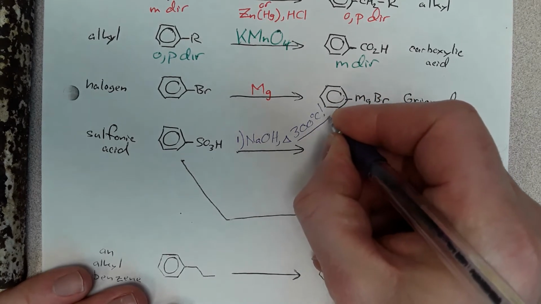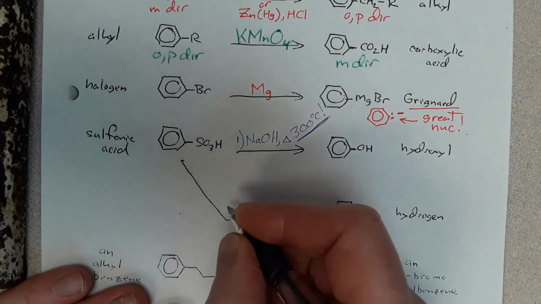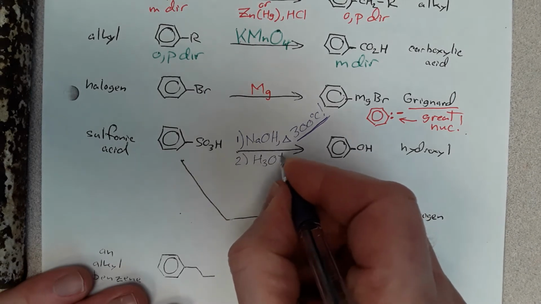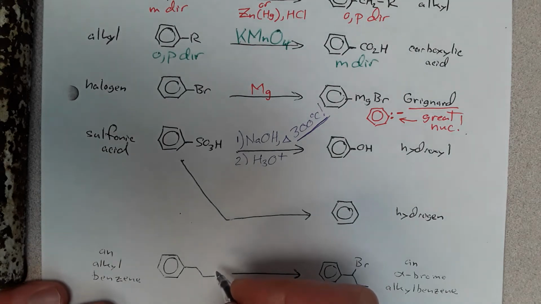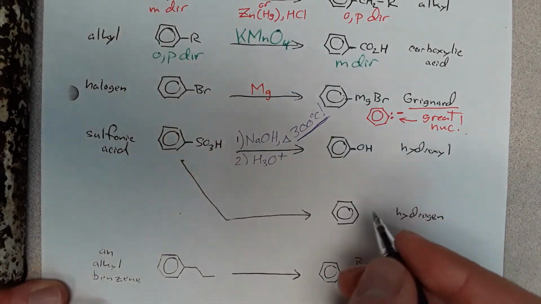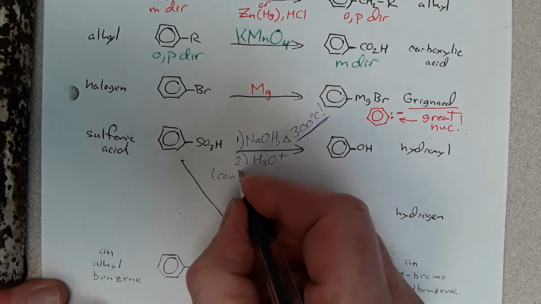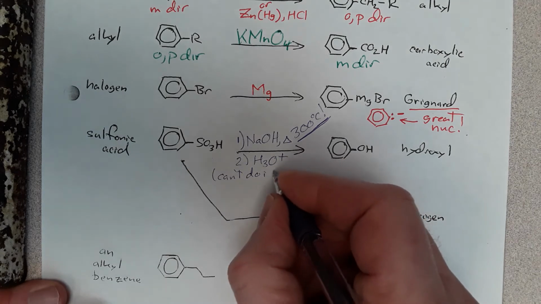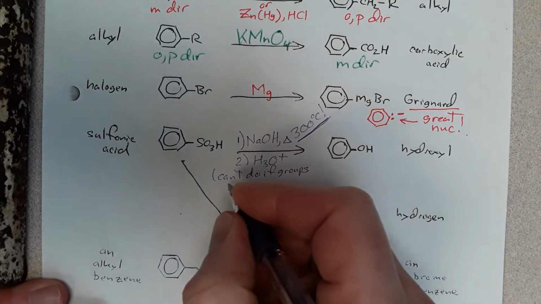And so that causes all kinds of reactions that you don't really want to happen if you have other functional groups on there. And then after you do that, you add H3O+ and you convert that into a hydroxy group. So it turns out that this reaction right here you can't do if groups other than alkyl groups are present.